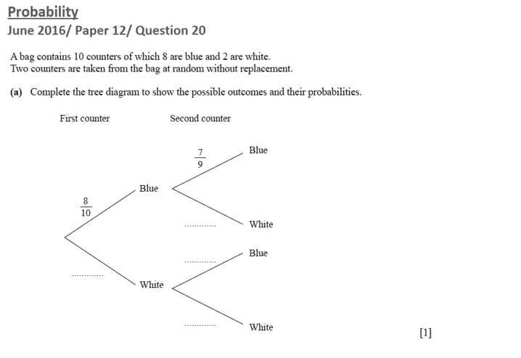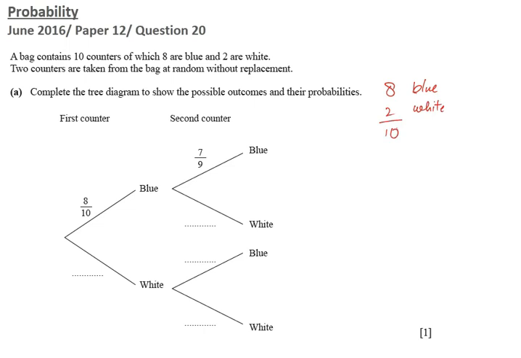Okay, here we have another question of probability, and this question is from June 2016, paper 1, question 20. Here we have a tree diagram. A bag contains 10 counters, of which 8 are blue and 2 are white. So we have 8 blue counters and 2 white counters. If we add, it's equal to 10.